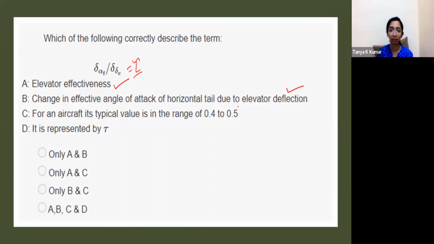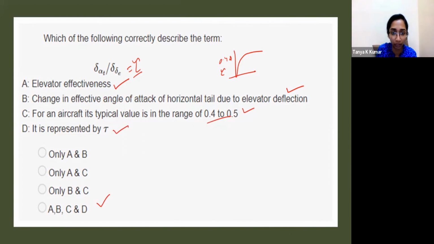For a typical aircraft, its value is around the range of 0.4 to 0.5. Sir had mentioned a graph. So its value is around 0.4 to 0.5, right? This was tau, and this was the area ratio. So this is the value, this is correct, and it is represented by tau. So the correct option is A, B, C, and D. Okay. With this, the questions are over.